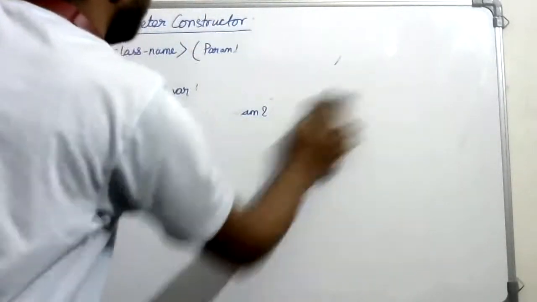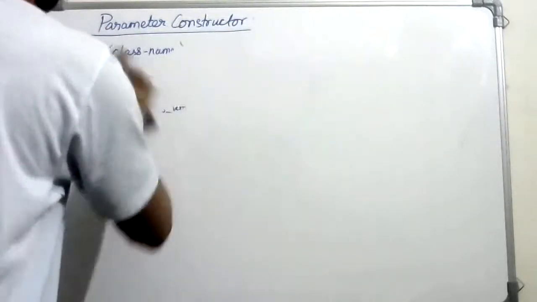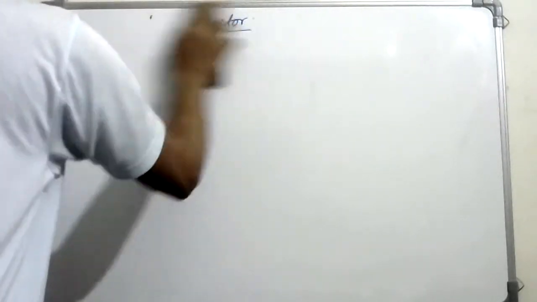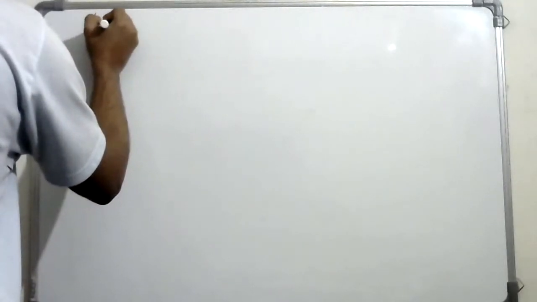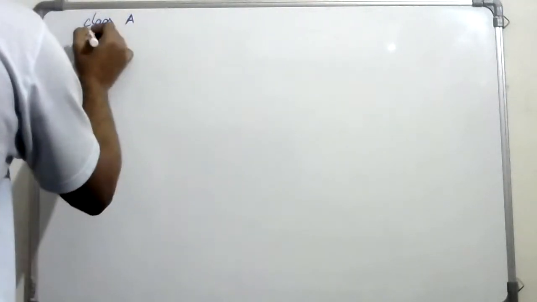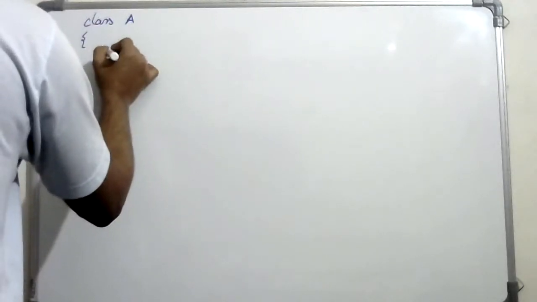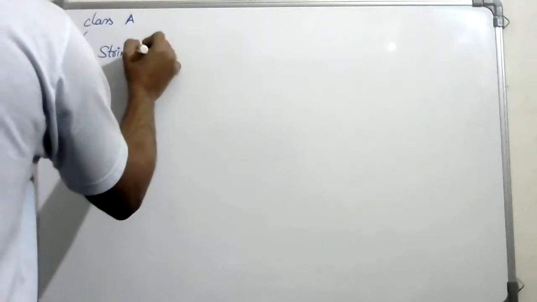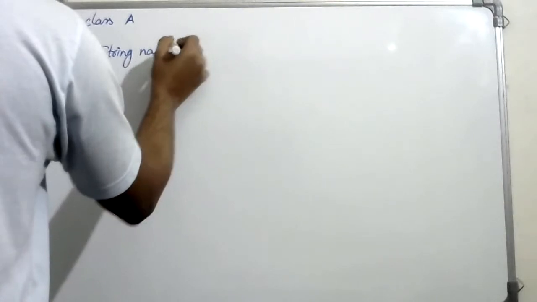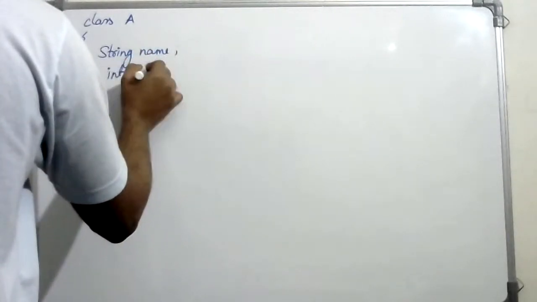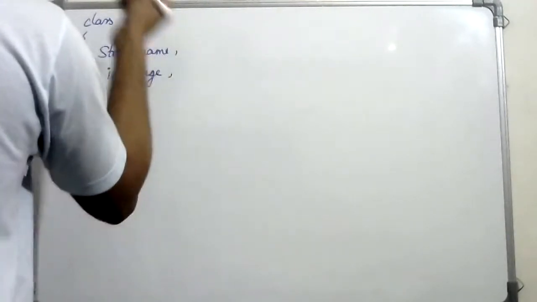So let's take a look at an actual class. Again, remember our class called A. Inside we had string name and int age. So we had two variables.